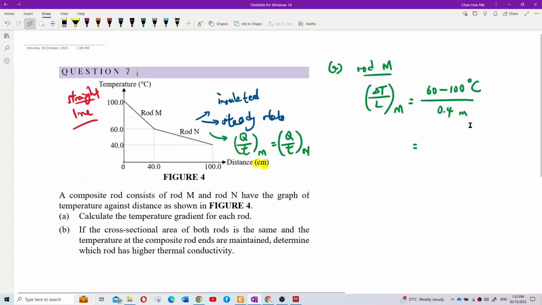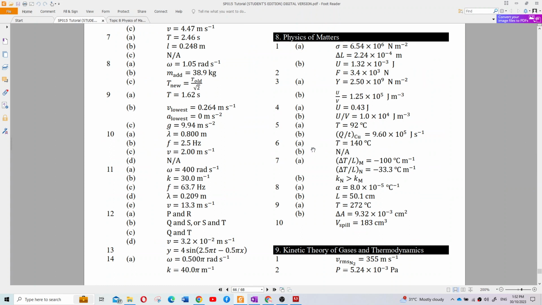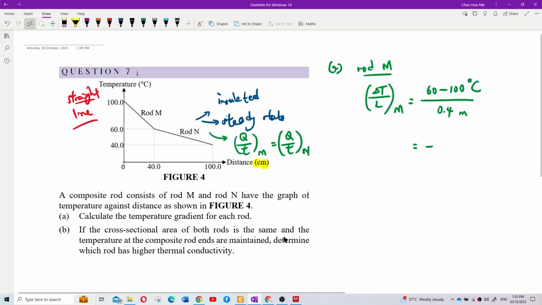Okay, so let's get the answer. Let me check the answer for question 7. Negative 100 degrees Celsius per meter. So the answer is negative 100 degrees Celsius per meter. That's the unit for temperature gradient. And it must have a negative value, because gradient must be negative. Remember, gradient must be negative. All these are negative gradients.